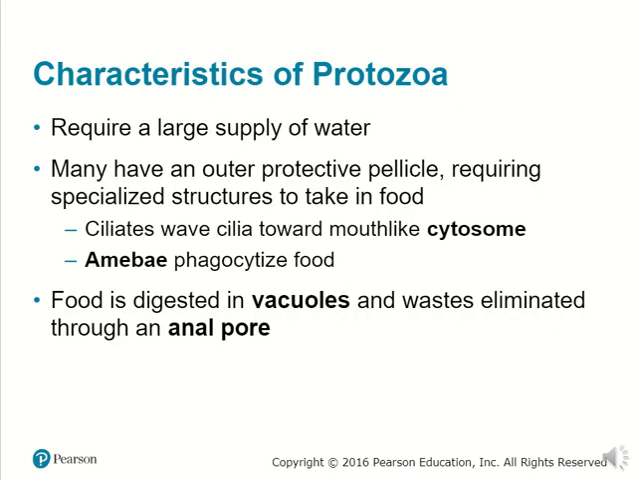Characteristics of protozoa are that they require a large supply of water to stay alive, and many have an outer protective pellicle, which requires specialized structures to take in food. There are ciliates, which wave cilia toward mouth-like cytosomes for the engulfment of food material. They phagocytize food. Food is digested in vacuole sacs, and waste is eliminated through an anal pore.